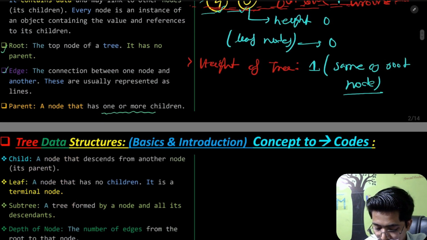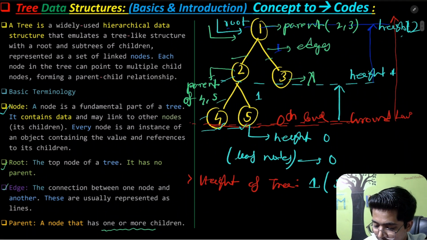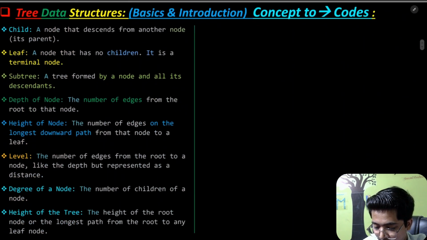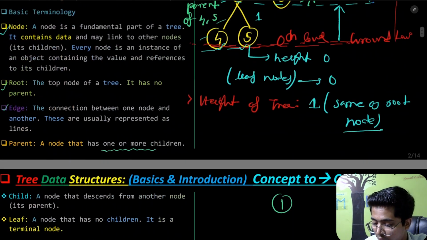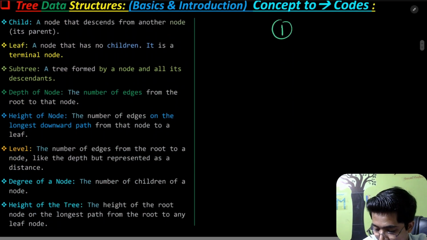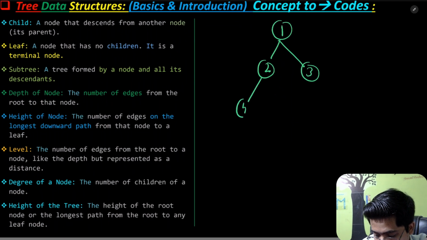Now we'll be moving towards the next. The tree structure was 1, 2, 3, 4, 5. So that was our tree.